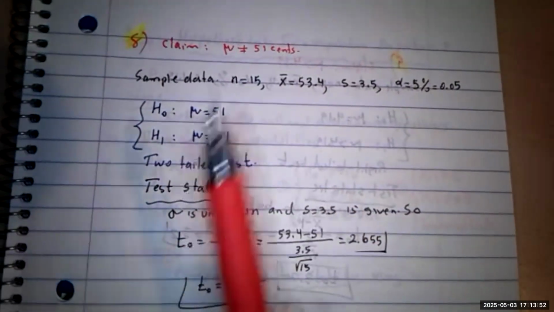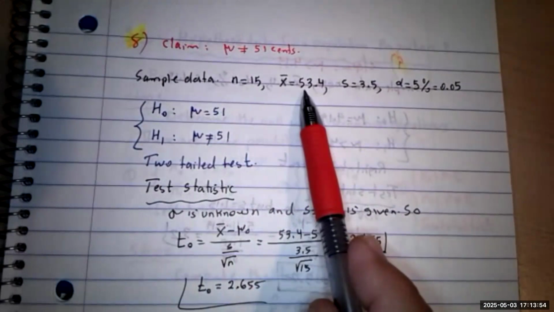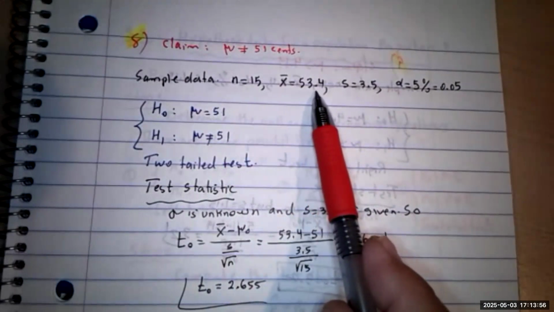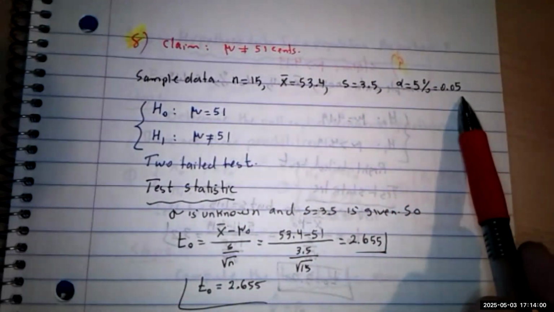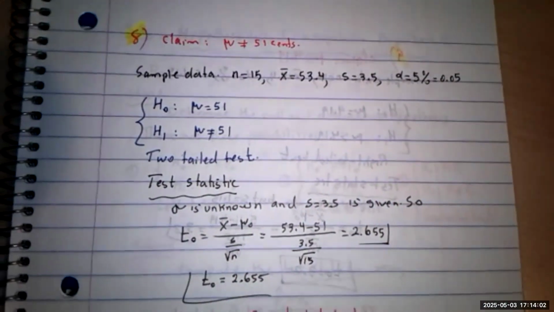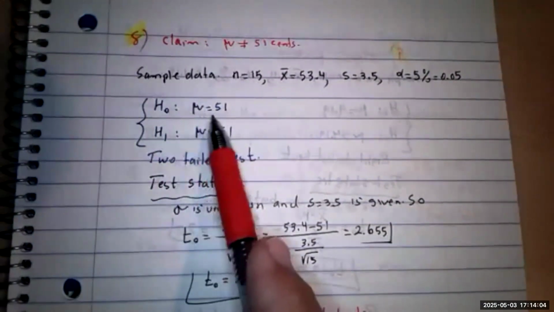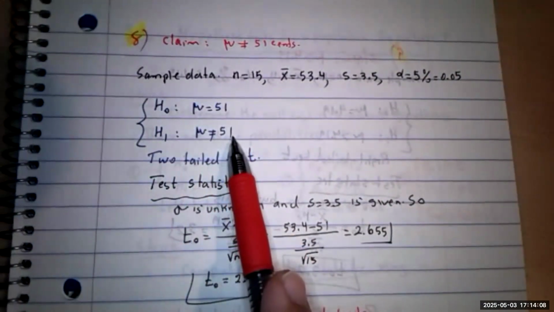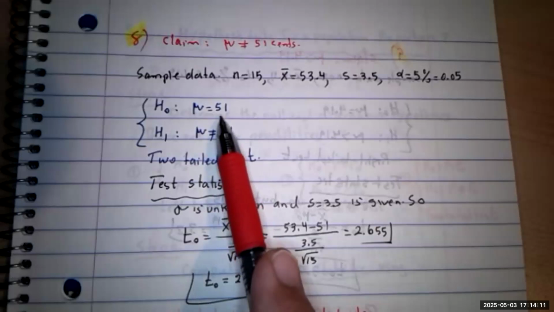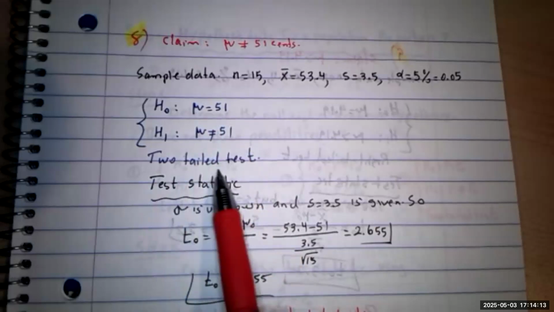Sample information, n is 15. You find the mean of those numbers, 53.4. A standard deviation of 3.4, alpha of 5%. You set up the test. H naught is mu is equal to 51. H1 is not equal to 51. So it's a two-tail test.